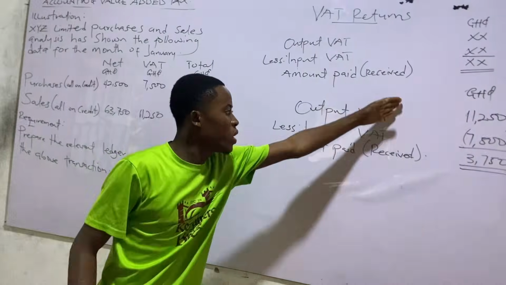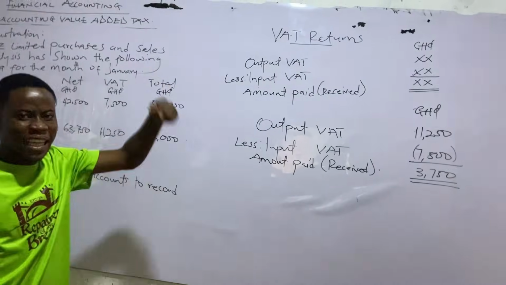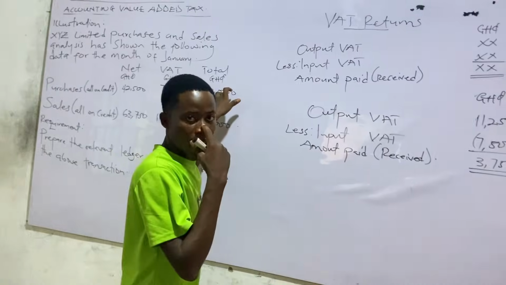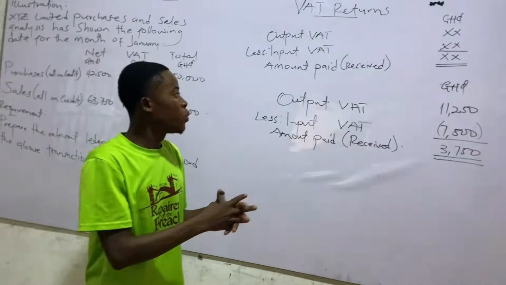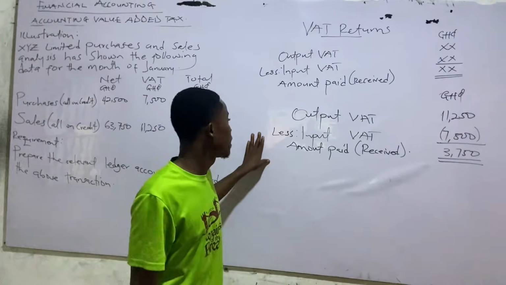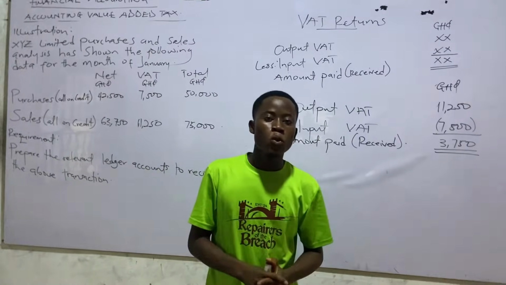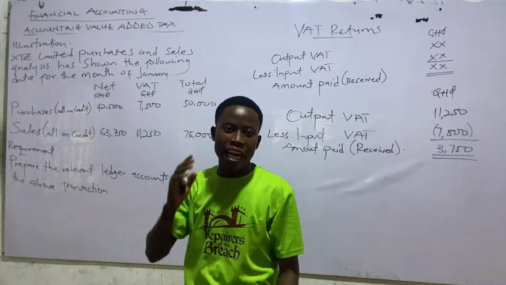So this is what we have when we compute our VAT returns in the month of January, as shown in the illustration. So this is how we are supposed to compute our VAT returns. From the information given, this is how we compute our VAT returns. So now viewers, this will be the end of accounting for value added tax.